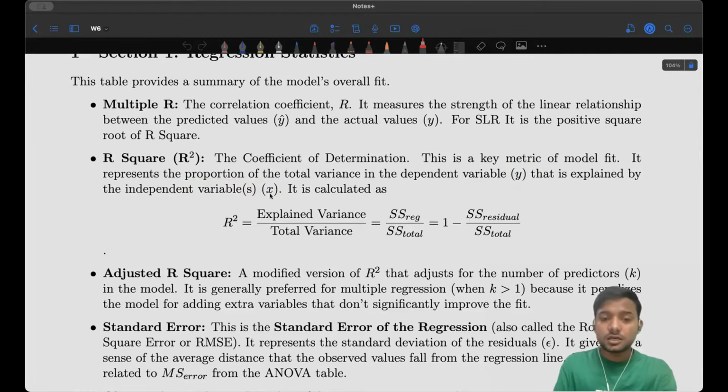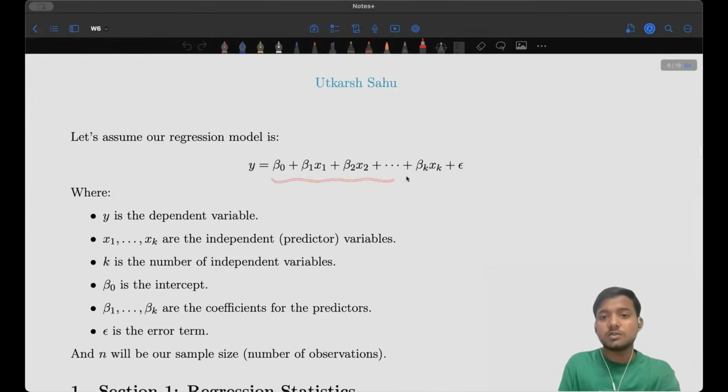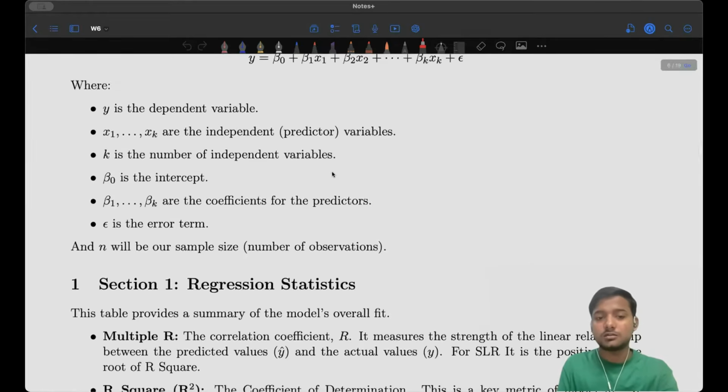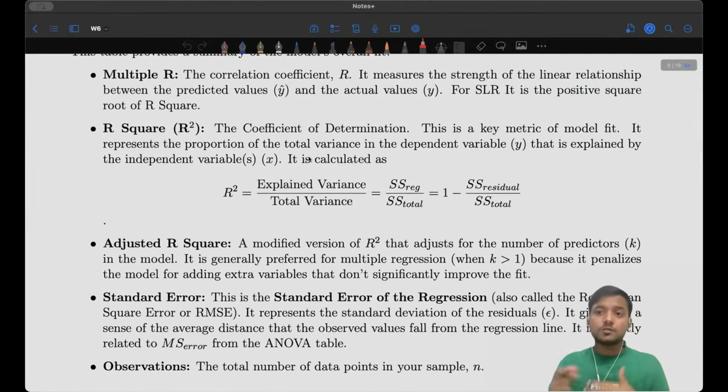So the numerator is going to be explained variance, the denominator is going to be the total variance, right? So if I have Y and there is a lot of variety in Y, how much can I capture with my X variable, or you can say a combination of different X variables, right? So this thing which you see, this is a linear combination of X variables, right? X1, X2 and all combined linearly with each other. So this is what we are trying to know. Whatever model I have built, right? Using that model, how much can I capture the variance in my Y variable? So this is what it looks like: sum square regression by sum square total, which is also equal to 1 minus sum square residual by sum square total.